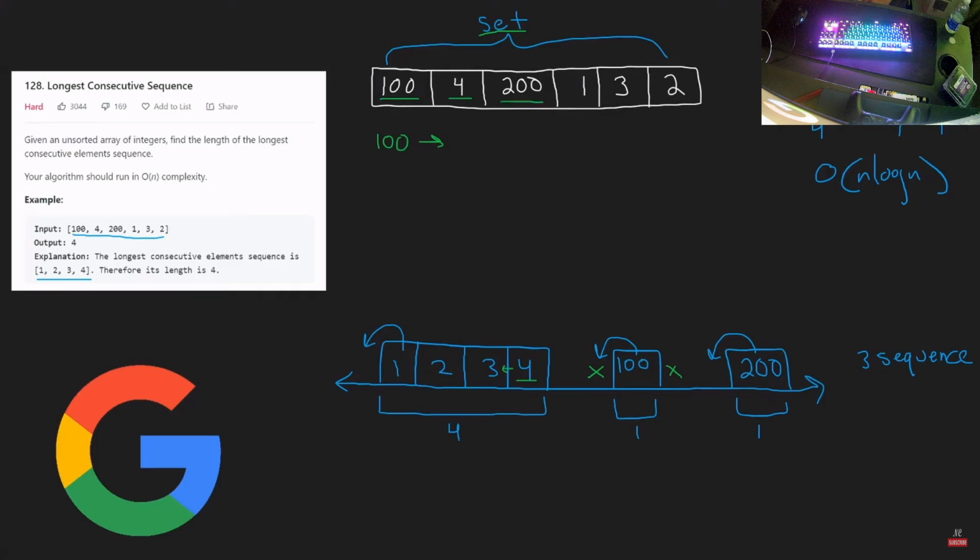We get to the next number, 200. Is this the start of a sequence? Looking at our picture, yes it is, and we know that 199 does not exist in our set. So let's make the sequence. Let's try to make it as long as we can. We check, does 201 exist? No, it doesn't. We can tell that from our picture, and we would use the set to determine that. So now this is as long as we can make this sequence.